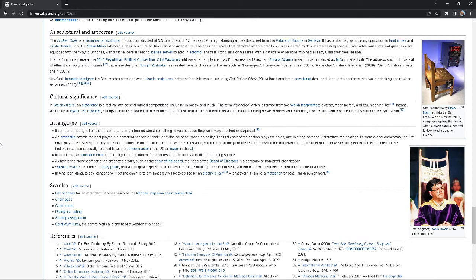See also, list of chairs for an extended list of types, such as the lift chair, papasan chair, squirrel chair, chair pose, chair squat, wedge sitting, seating assignment, splat, the central vertical element of a wooden chair back.